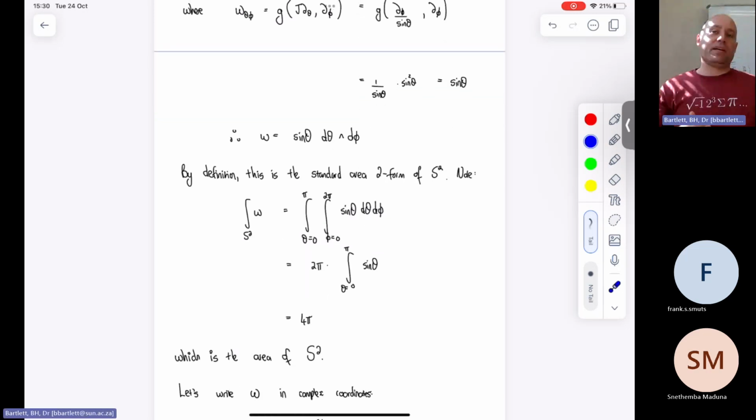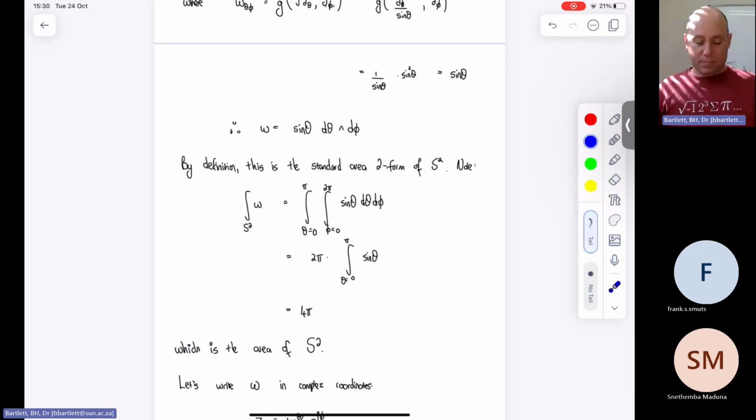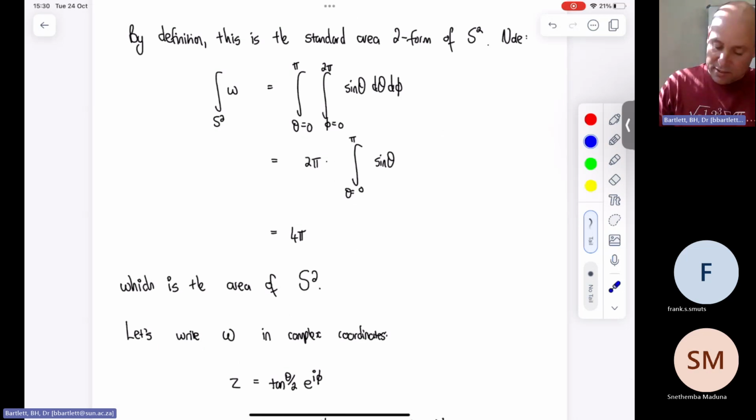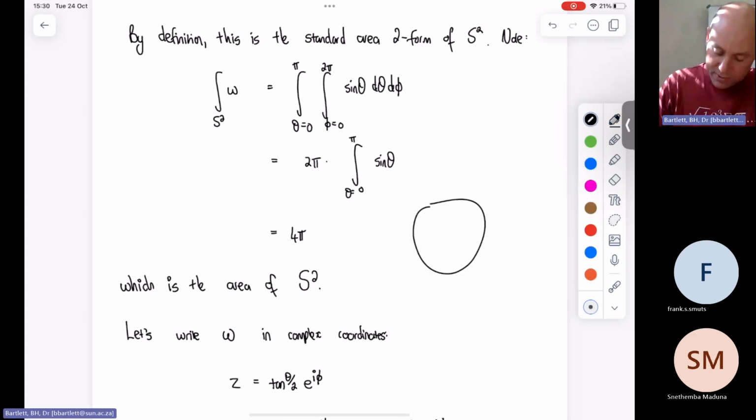But let's write omega in terms of those holomorphic coordinates now, just so that we can translate between the two pictures. So what are the holomorphic coordinates on the two-sphere? Well, remember, we use stereographic projection, and actually we want to stereographically project from the south pole.